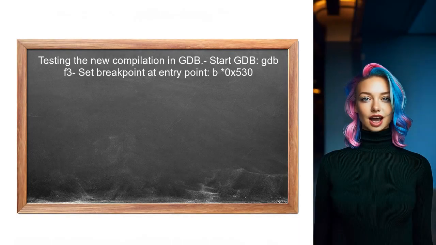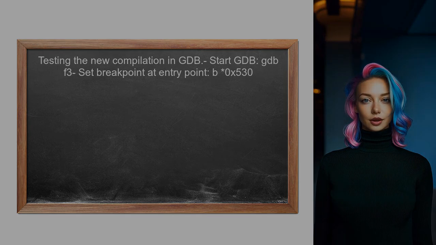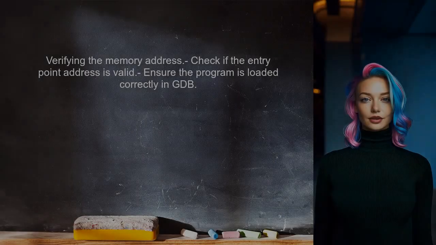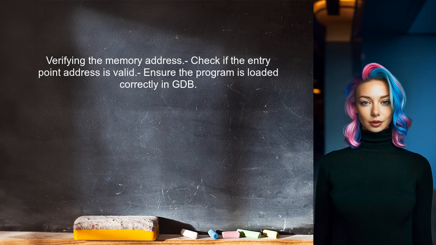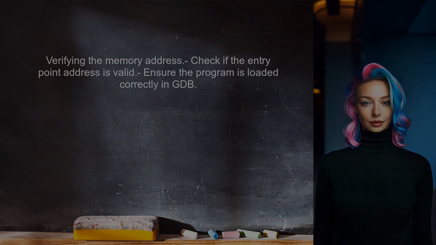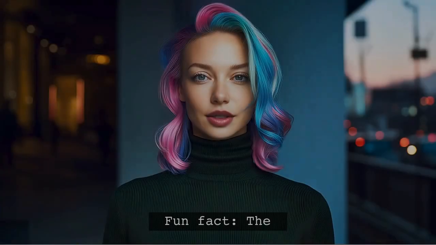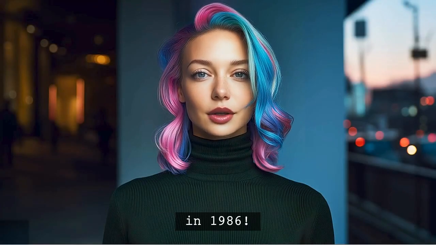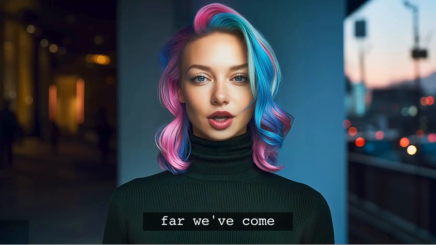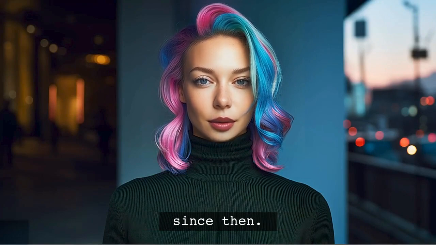After recompiling, the user can start GDB again and check if the breakpoint can be set at the entry point. This time, GDB should be able to access the memory address correctly. If the user still encounters issues, they should verify the memory address. The entry point address might not be valid if the program is not loaded correctly or if there are other underlying issues. Fun fact, the first version of GDB was released in 1986. Just imagine how far we've come in debugging tools since then.